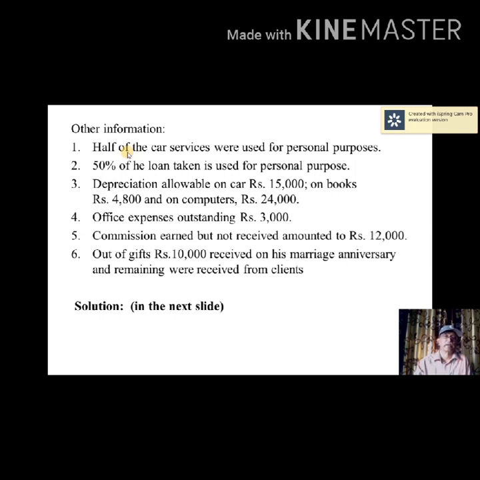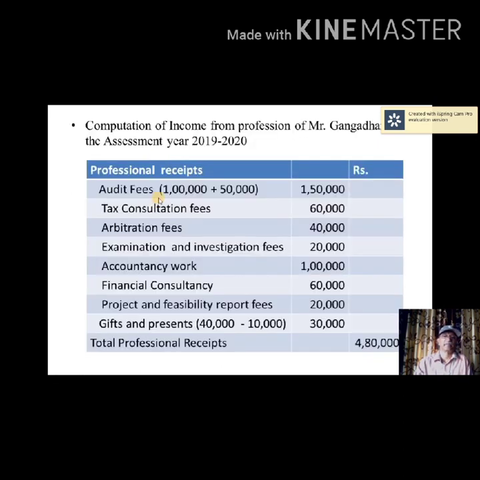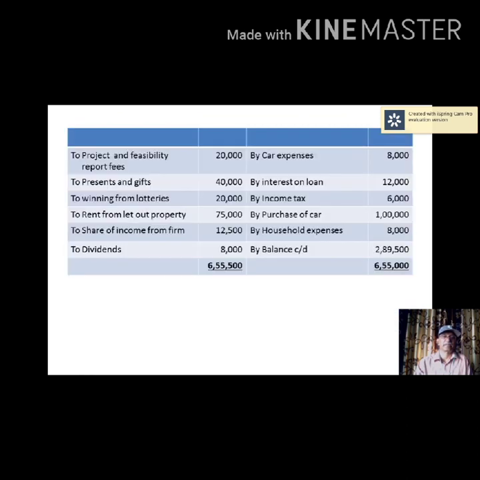Half of the car expenses were used for personal purposes. So if that is the case, from the car expenses, you got car expenses here, you can just see 8,000 rupees. Of that, 50% is for personal purpose. So that cannot be taken. If that is the case, you can take only 4,000 under professional expenses.